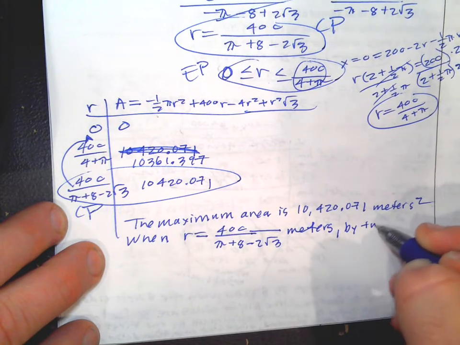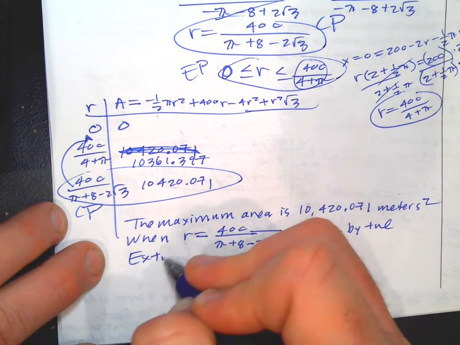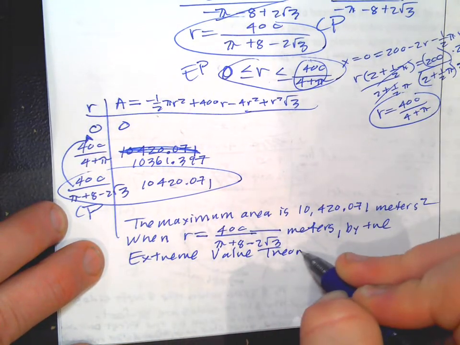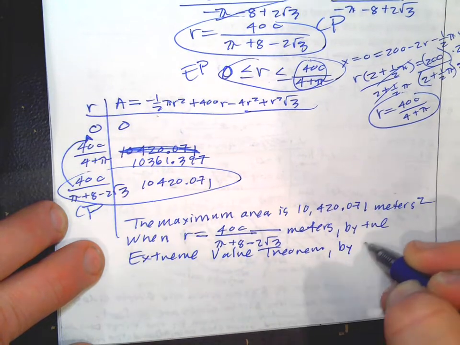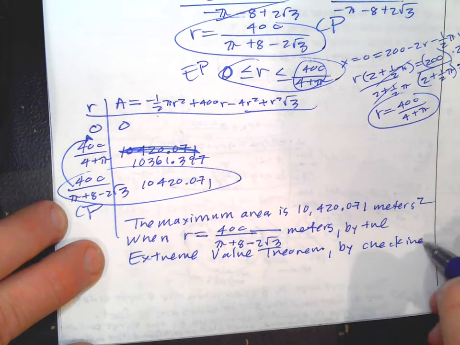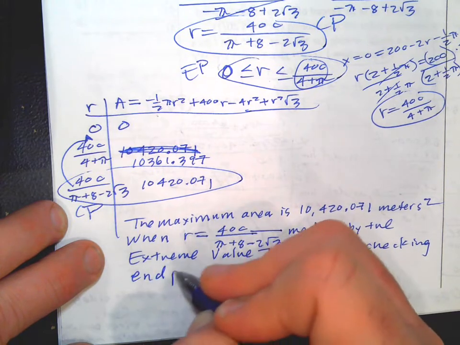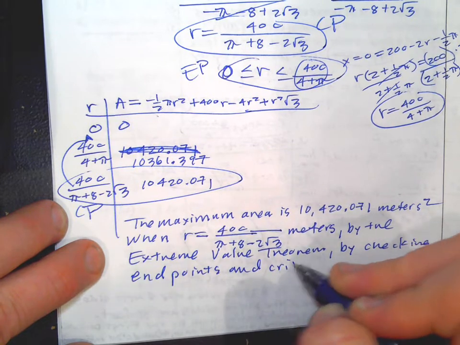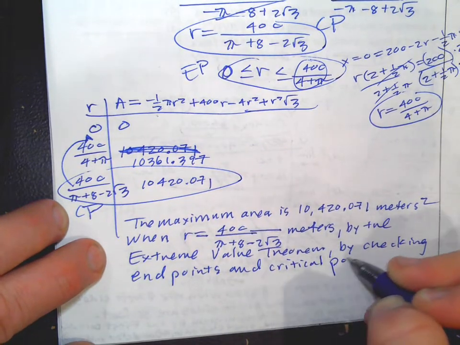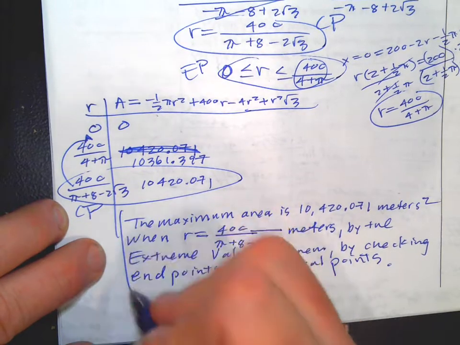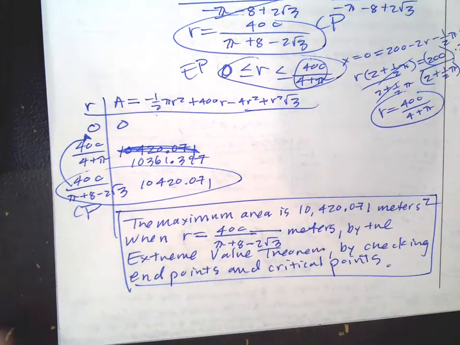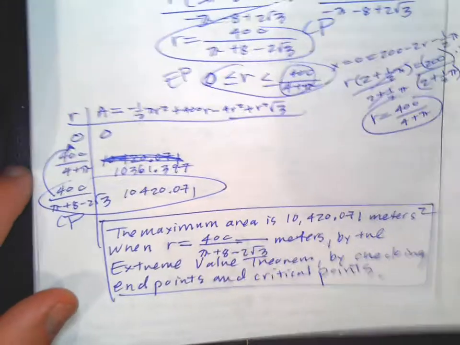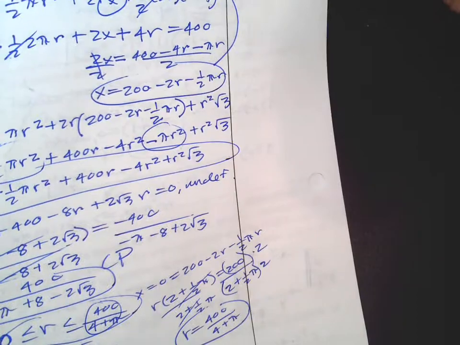By the extreme value theorem, thankfully, by checking endpoints and critical points. There you go. That's it. That was crazy. I'm not going to make you do something like that on a test, but it's good practice.